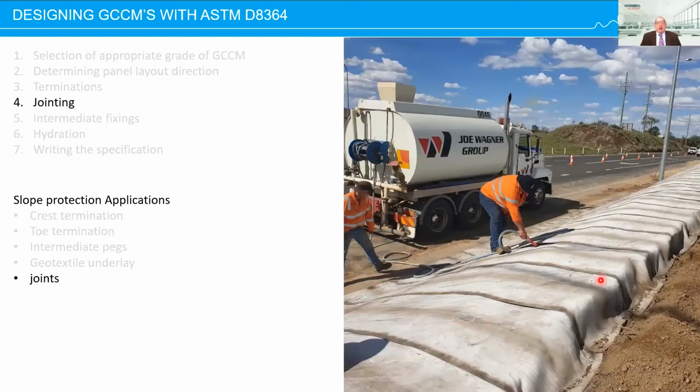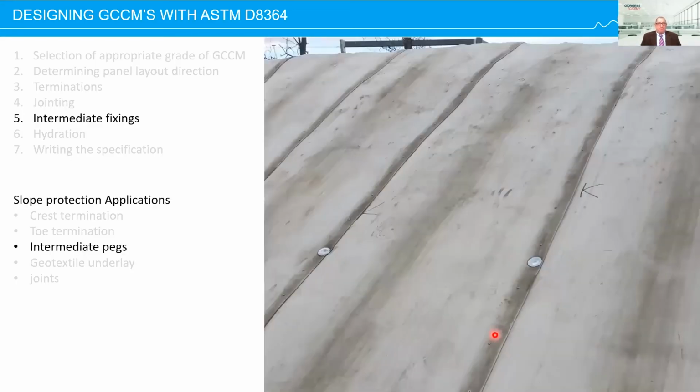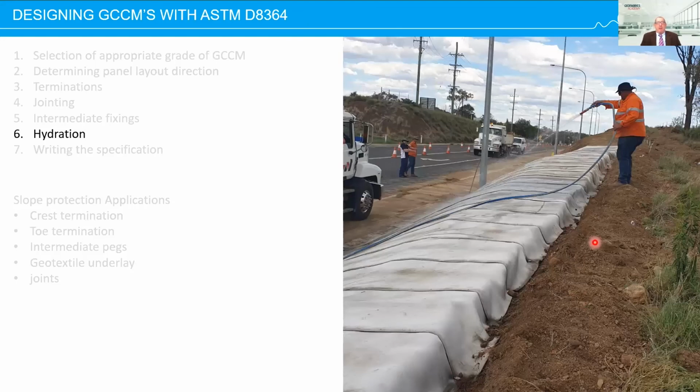Jointing, this is the first stage. This is the pre-hydration of the underlap. A standard overlap joint, as explained earlier, was used. And here they are after the pre-hydration process. They come along, install the adhesive sealant, and then they come along and install the screws. We install the intermediate fixings along the slopes, and then the job is being hydrated.